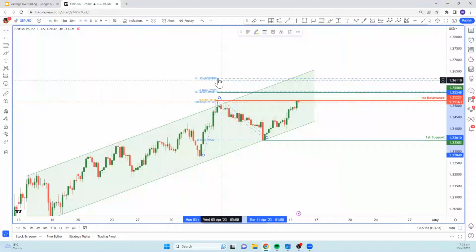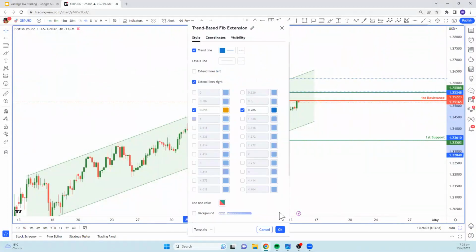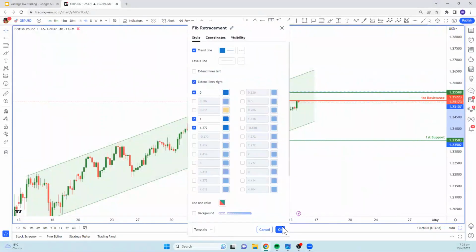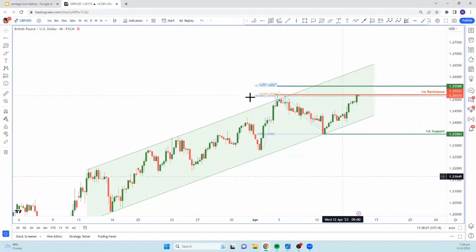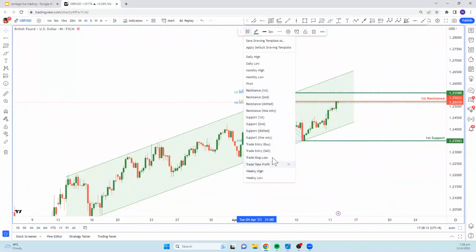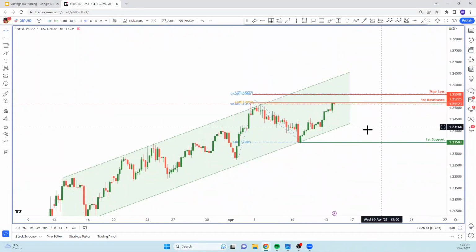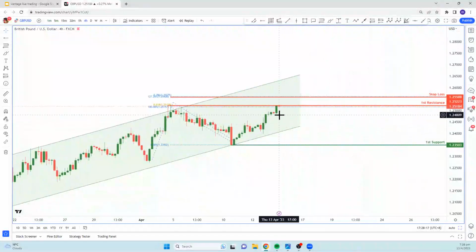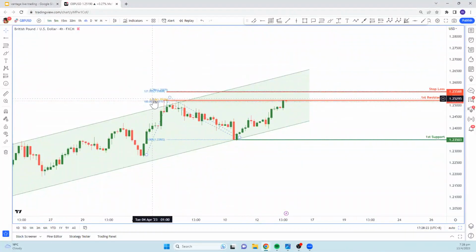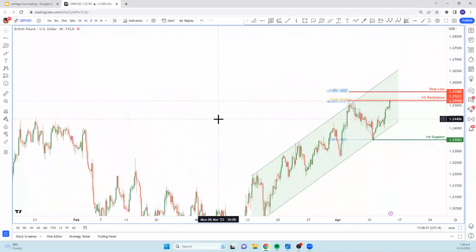Okay, let me clear these levels so it's not so messy. Okay, here. So this would be our stop loss over here. And we're going in for a sell because we see price already reversing off of this confluence area here from the 61.8 Fibonacci projection, as well as our first resistance.